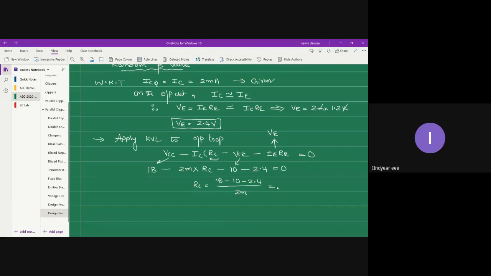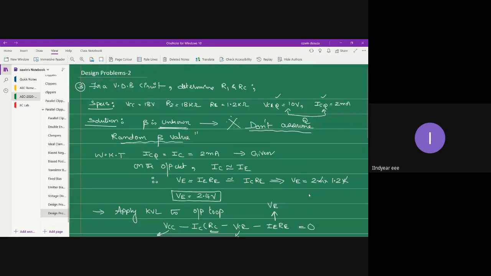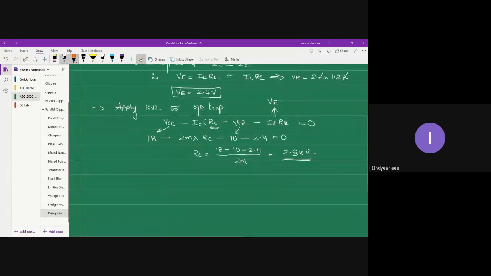So RC, how much will you get? If someone can calculate, 18 minus 10 minus 2.4 is 5.6, divided by 2, gives 2.8 kilo ohm, right? So that's your RC, 2.8 kilo ohm. You can go to the main circuit and strike off RC, which you have already found. All right, fine. Now let's find out R1.